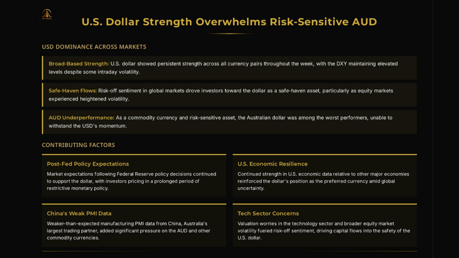4 key contributing factors amplified the dollar's strength: continued U.S. economic resilience relative to other major economies, weaker than expected manufacturing PMI data from China, Australia's largest trading partner, adding pressure on commodity currencies, and persistent concerns about global growth. The AUD simply couldn't withstand this perfect storm of dollar-supportive factors.